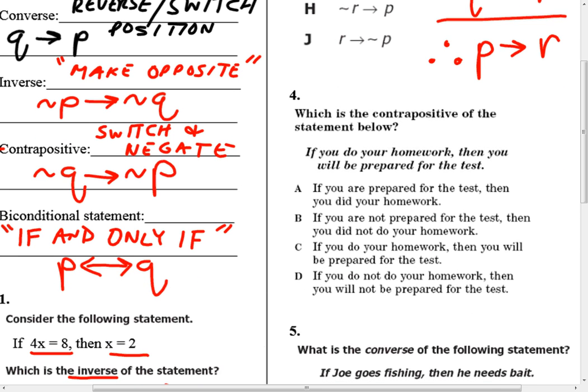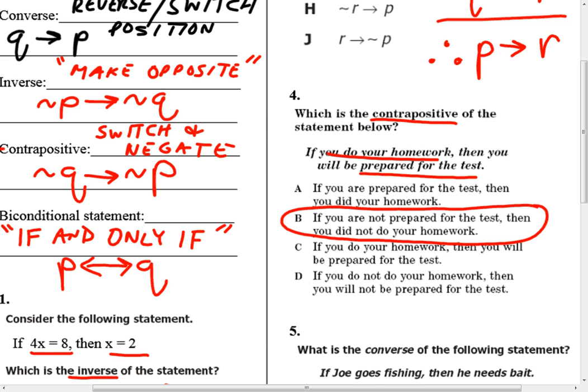Contrapositive. Well, we said that that means we switch and negate. Let's see, doing homework is first, being prepared for the test is second. So those switch, and we throw in some nots. Testing goes first. Is that B? Not prepared. Not doing homework. That looks correct to me. Are we good?